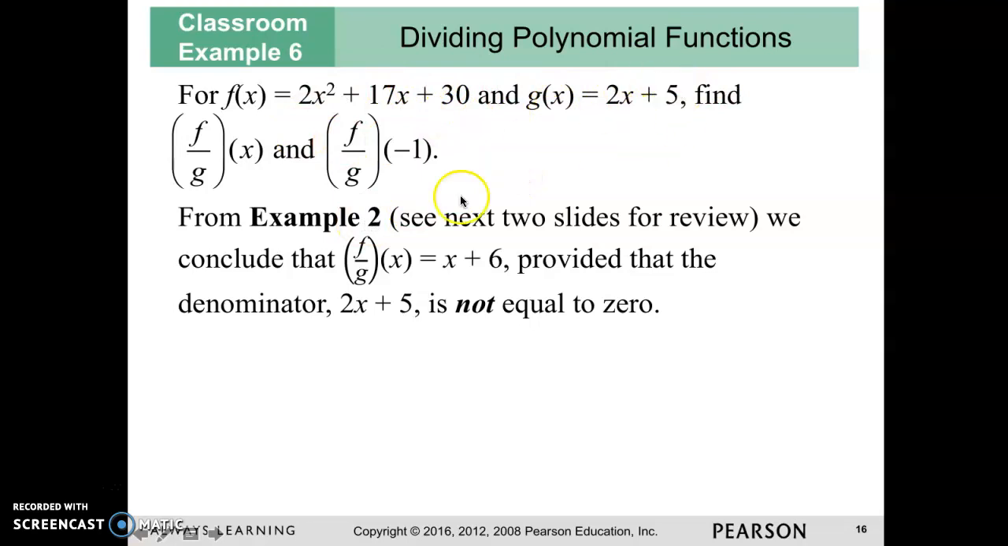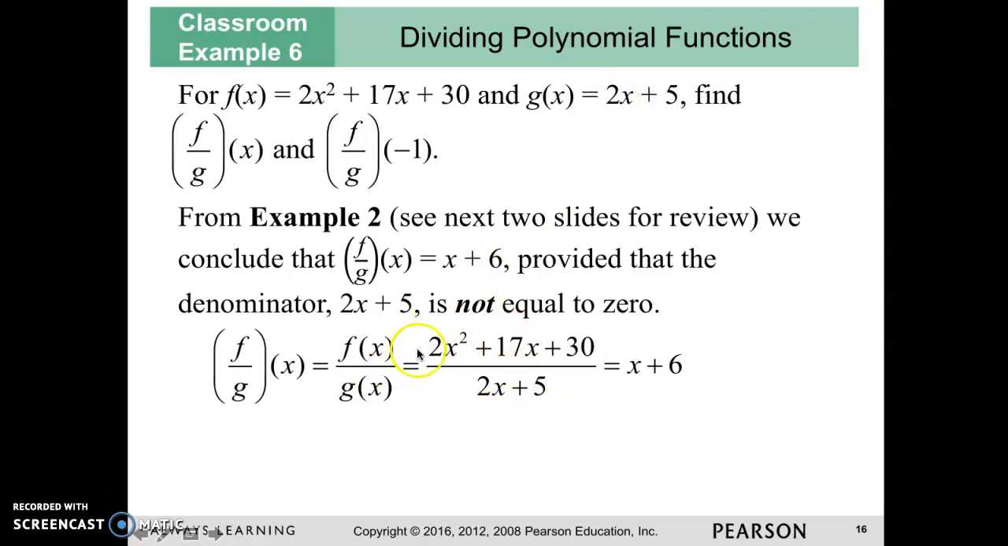This divided by this is going to be equal to x plus 6, provided that the denominator, which is 2x plus 5, is different from 0. If this is what you do, you're going to end up with x plus 6. We did this example. Then you're going to evaluate at -1 simply by replacing the x by -1. So this is going to be equal to 5.